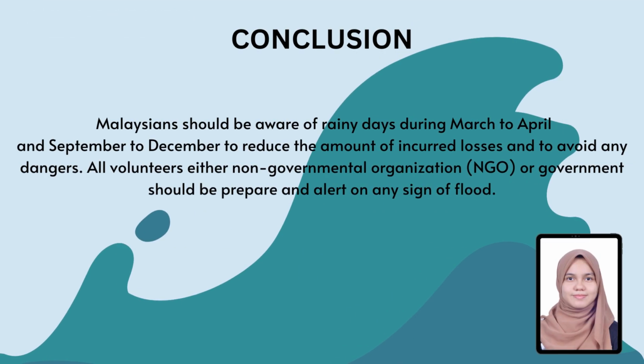For this project, we can conclude that the highest rainfall distribution was recorded in February and November. Hence, the government, flood volunteer organizations, and also Malaysians should use this data for pre-flood preparation to face the floods, in order to reduce the amount of incurred losses and to avoid any dangers. And from this data, we can see that the rainy season occurs in March to April and also September to December, which will increase the rate of flood season.